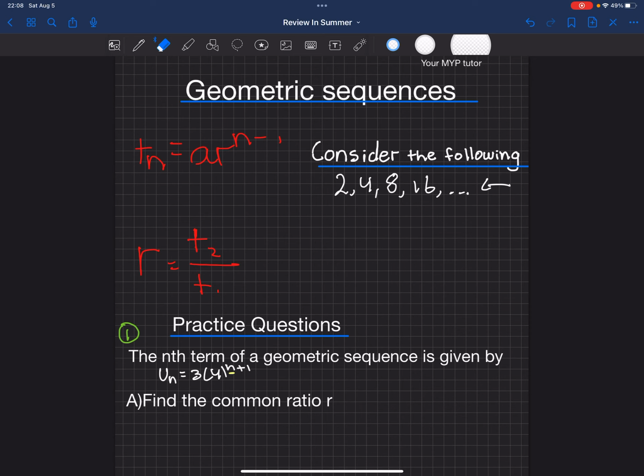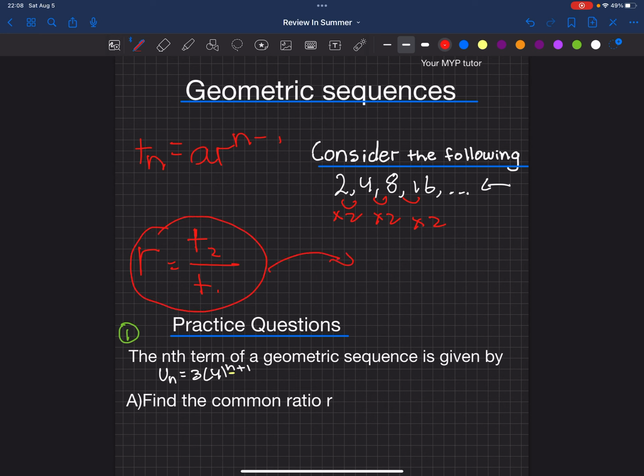The first thing I want you to consider is this pattern: 2, 4, 8, and 16. This is a geometric sequence because it has a common ratio. If you look over here, you notice that you have to multiply by 2 every single time to get to the next term. Another way to find the common ratio is to use this formula.